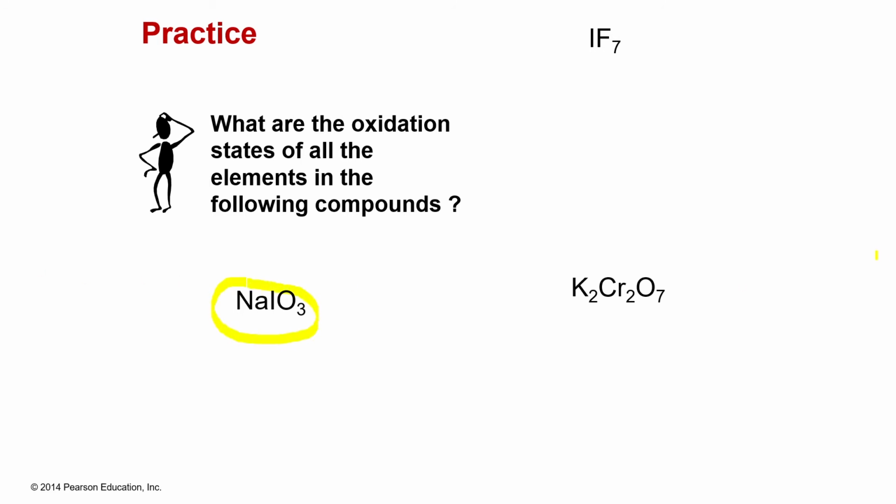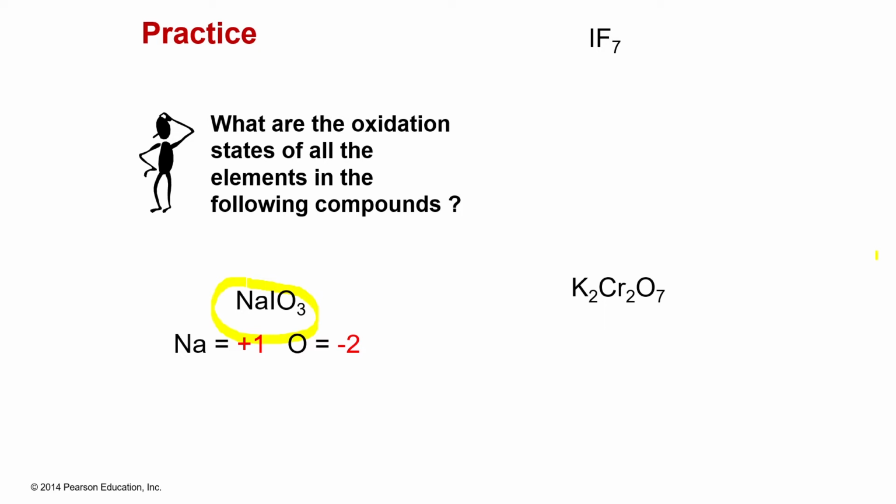So applying the rules, we get the following. Sodium is an alkali metal, so it has by default an oxidation state of +1. Oxygen, we saw in the rule for nonmetals, it'll be assigned an oxidation state of -2. How do we find iodine? Remember, this is not the iodide ion. We cannot simply say, oh, it's -1 because it's a halogen. It forms an iodide ion. No, it's not acting as an iodide ion here. It's part of a polyatomic ion.